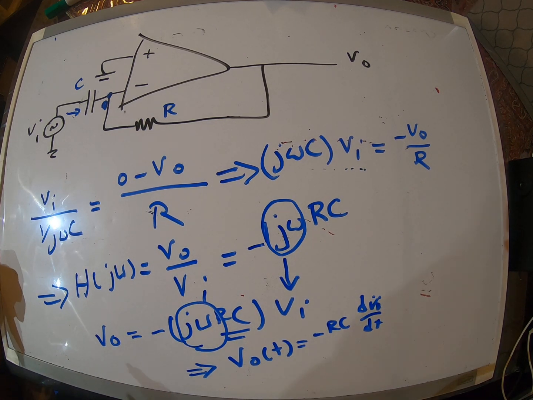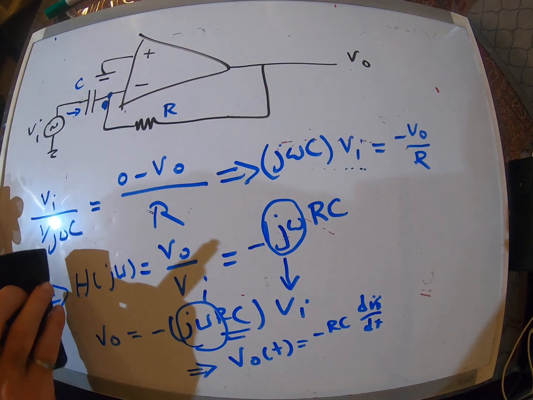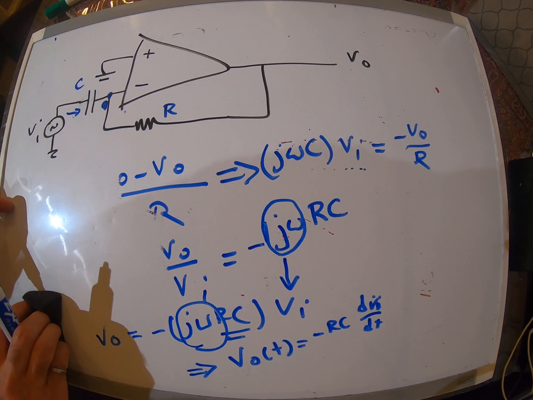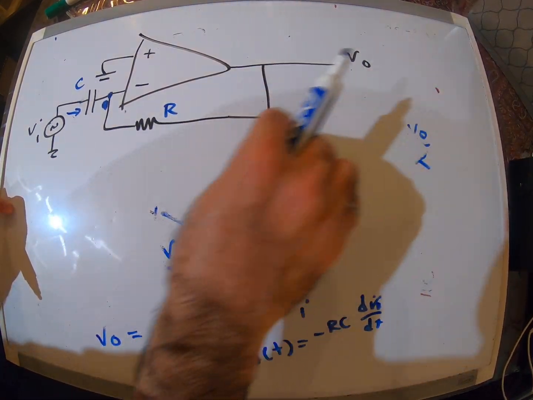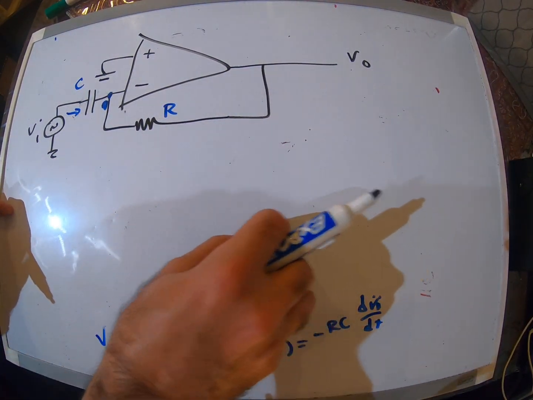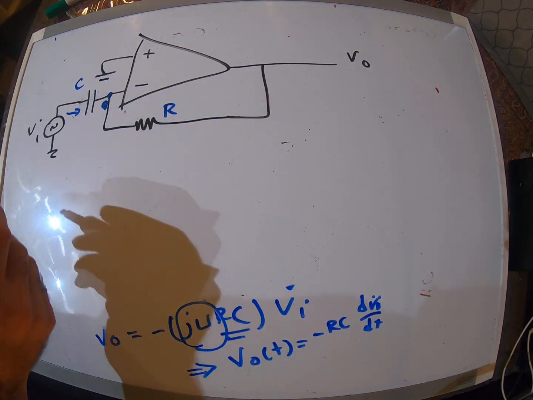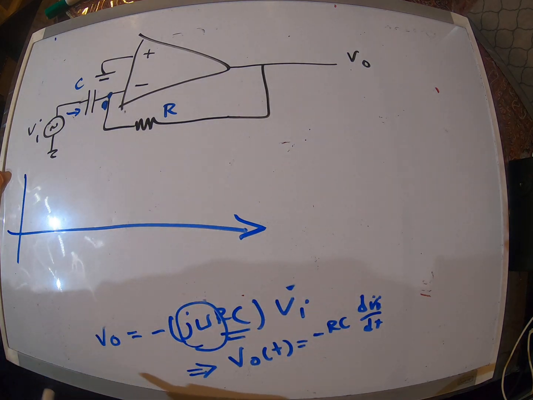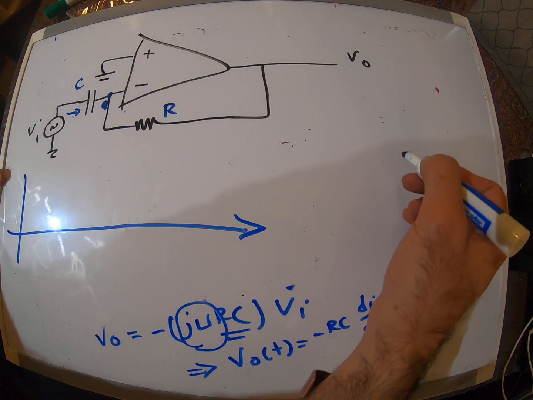Now, in many applications, you need to take a derivative of a signal, right? So we can use this circuit. But this circuit has one problem. Let's look at its Bode plot. So what was the transfer function?